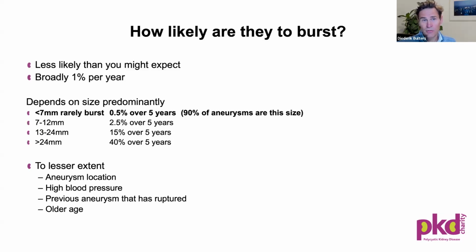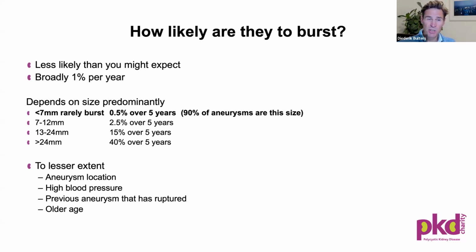So then the question is obviously, well, how likely is it that they're going to burst? Well, the broad figure is about 1% per year. But it really varies a lot from one person to another. And the biggest factor is how big they are. And essentially, if they're small, and in this context, when we talk about small, we're talking about less than 7 millimeters, they very rarely burst. It basically equates to about 1 in 1,000 per year, or what we put there, 0.5% over 5 years.